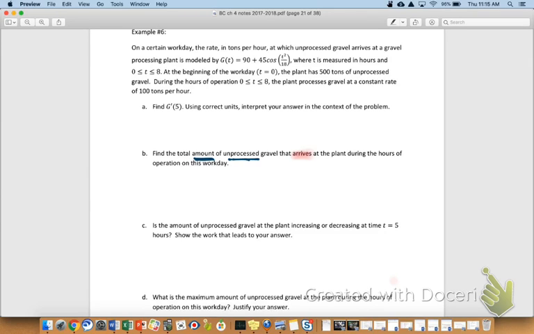So I would say that our setup would be the integral from 0 to 8 of g of t dt. Anyways, you guys okay with that setup? We're finding the total amount that arrived at the plant. It's okay if you guys are talking about it, but no, we'll address that for sure.